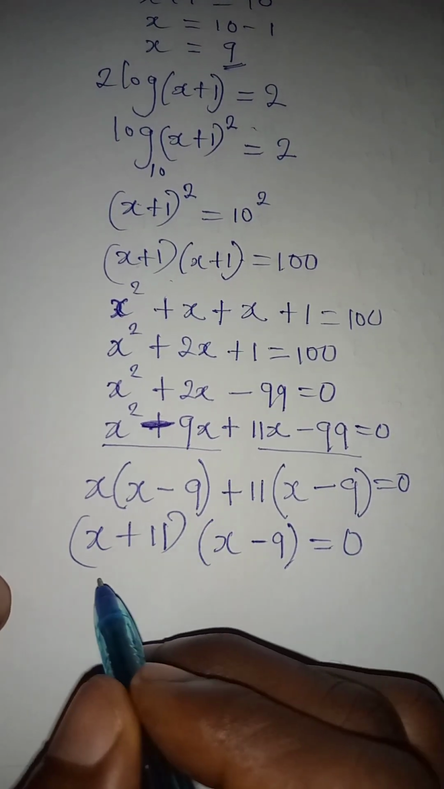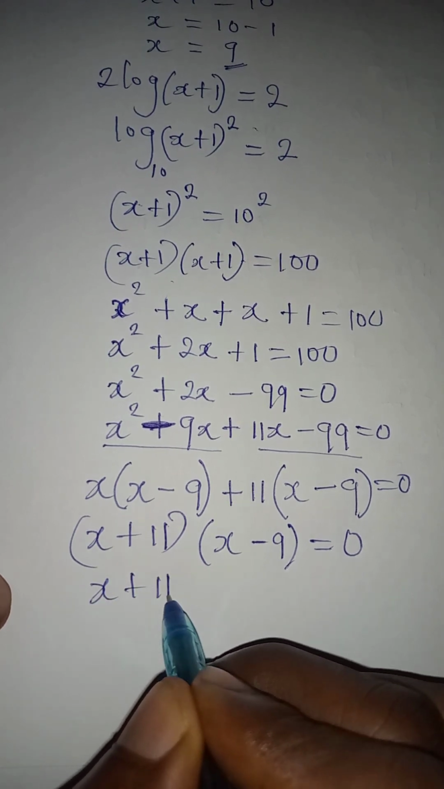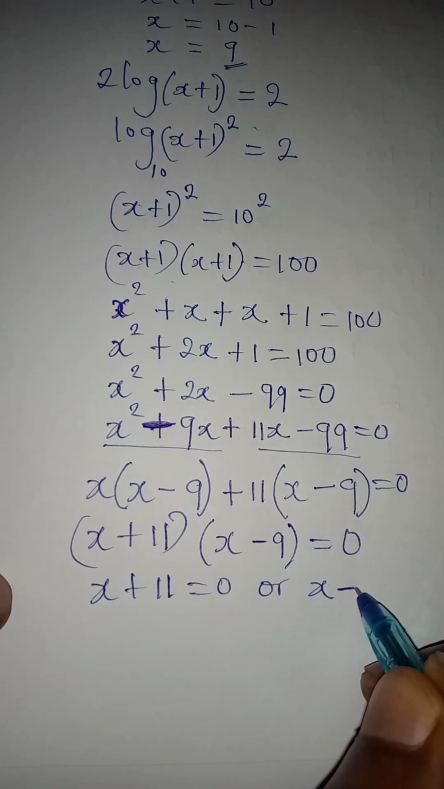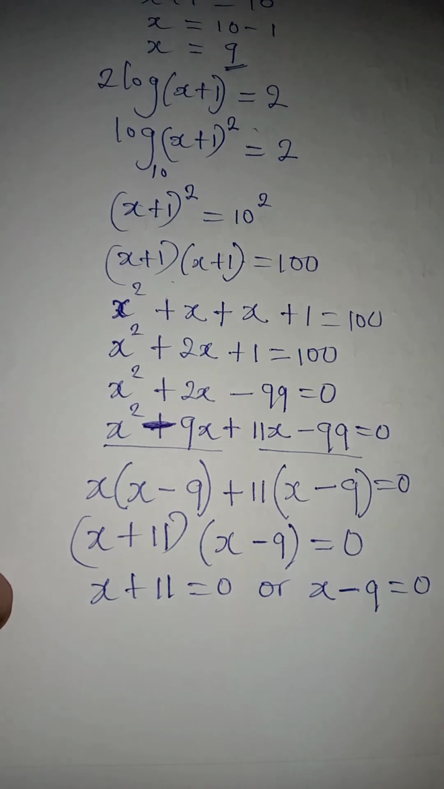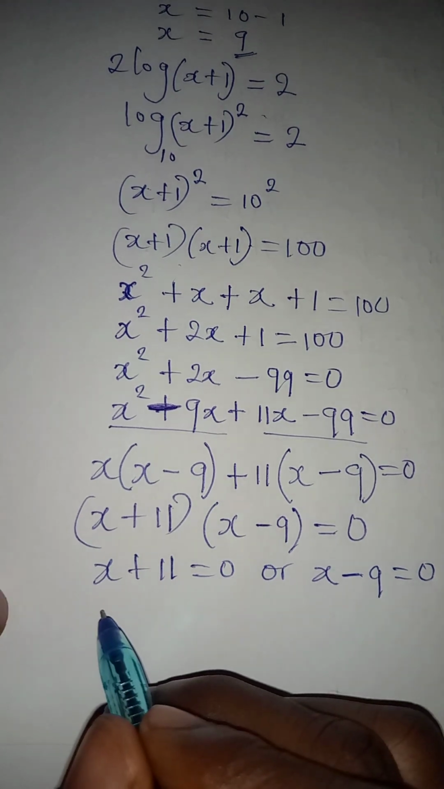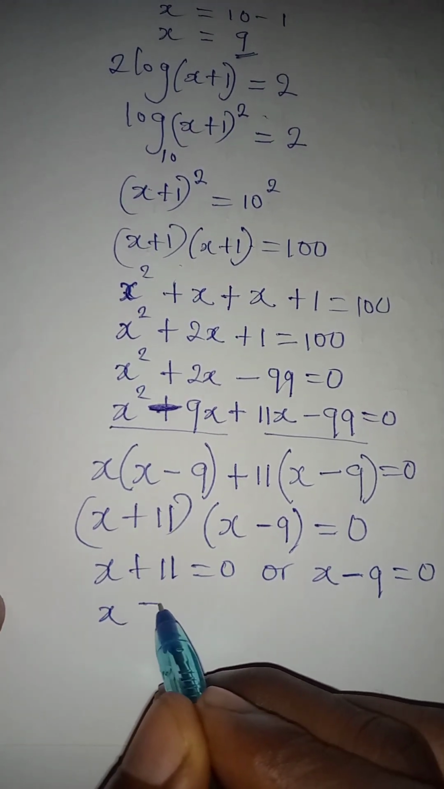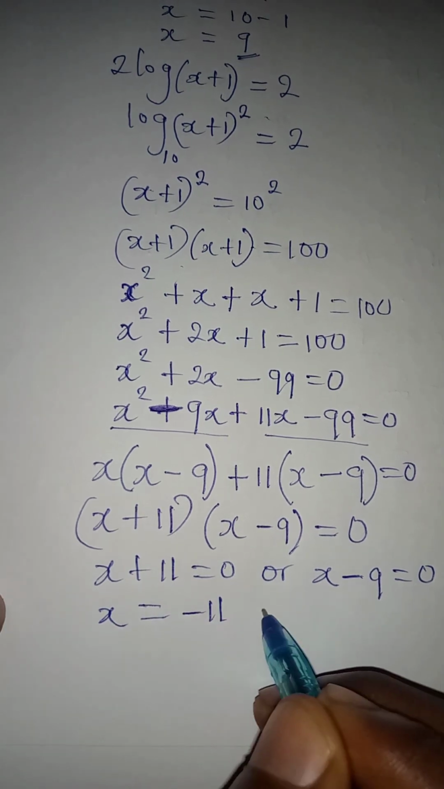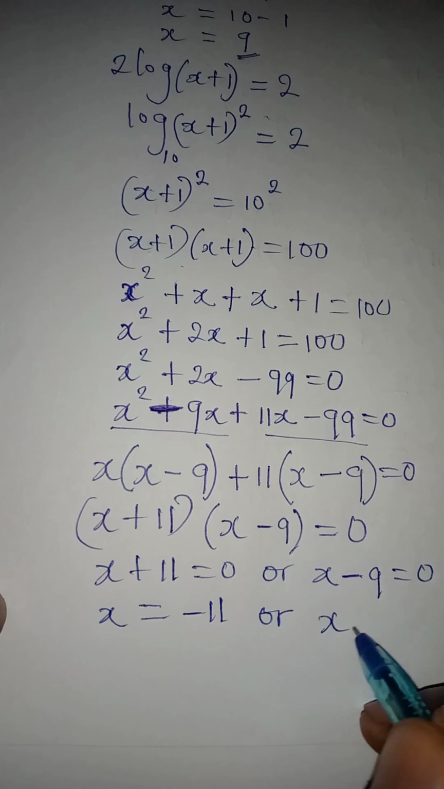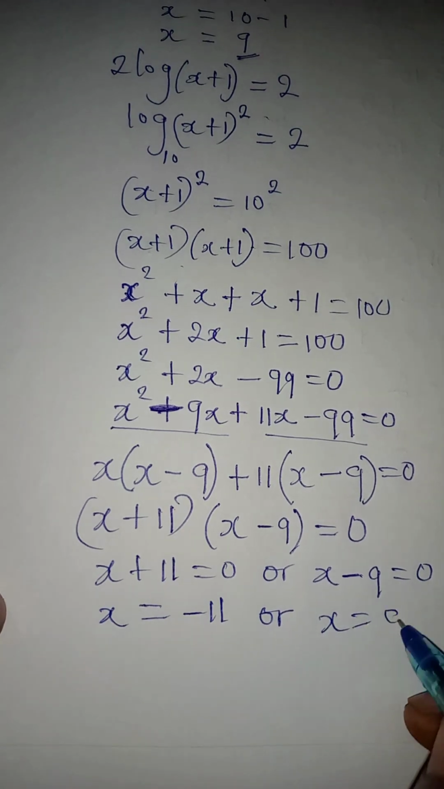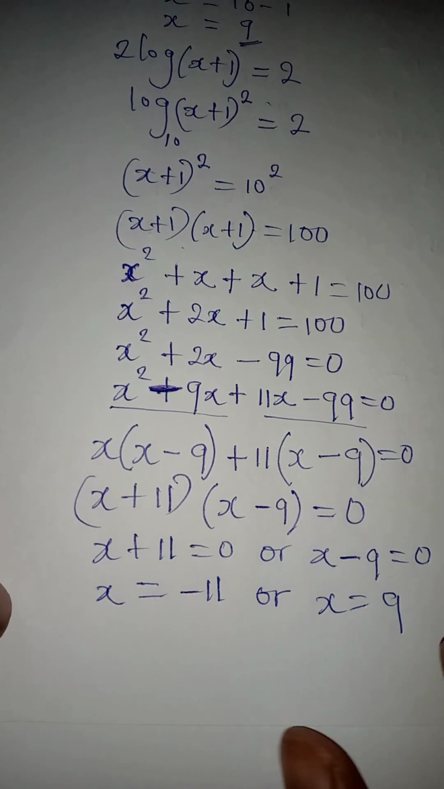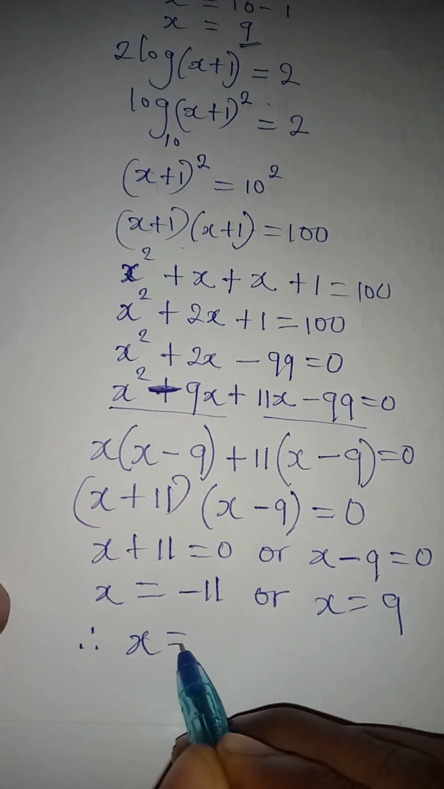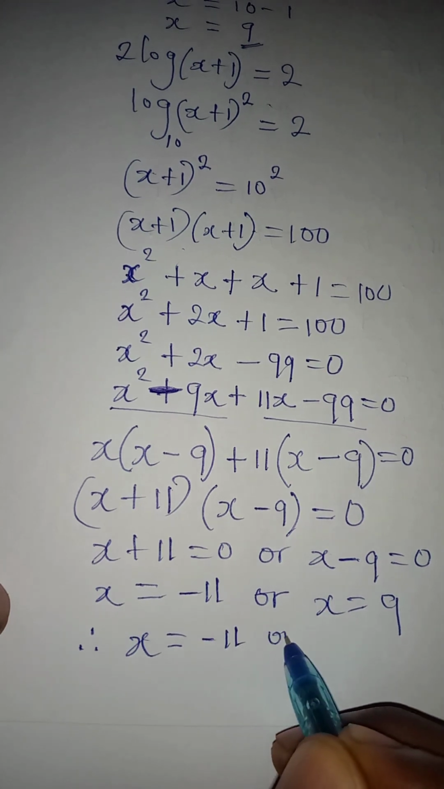Then this also means that it is either x + 11 is equal to 0 or x - 9 is equal to 0. Then if you compare this, it means that x is equal to 0 minus 11, and that will give minus 11, or x is equal to 0 plus 9, and that will give plus 9. So therefore, we can conclude that x is equal to minus 11 or plus 9.